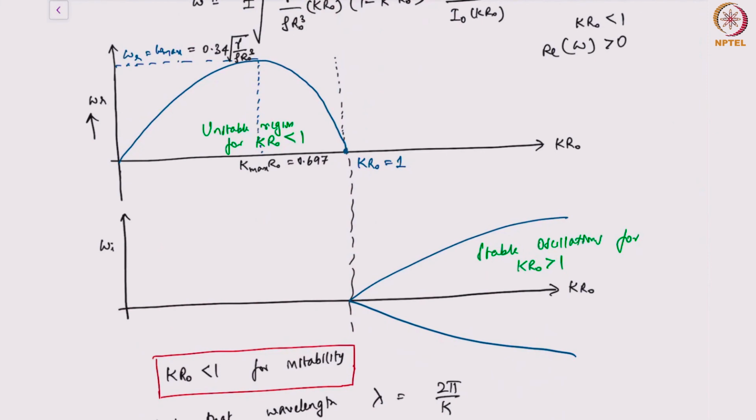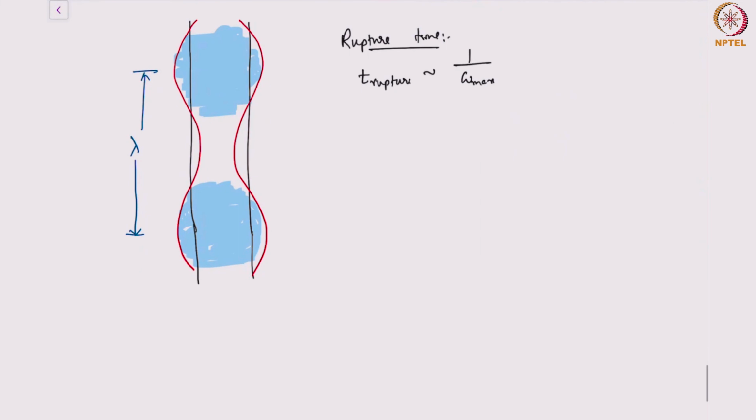This particular wavelength is also called, sometimes in literature you'll hear people say, the most dangerous mode. The most dangerous mode is the mode which will grow the fastest. And so if you use the rupture time for the maximum growth, the rupture time will turn out to be something like 2.9 square root of rho r naught cube by gamma.